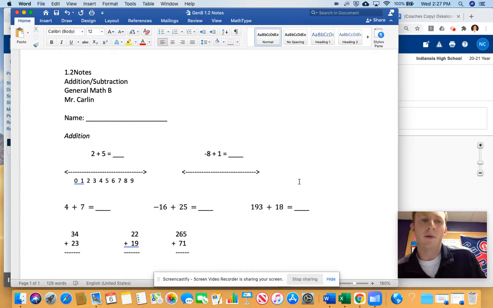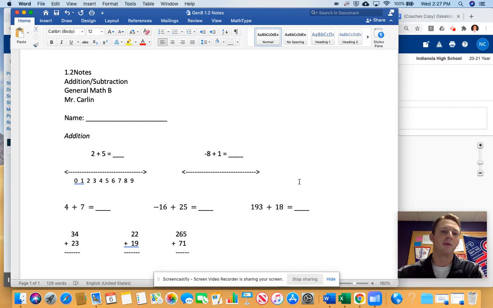All right, general math. We are moving on to 1.2 today, addition and subtraction. So we're using some number lines just like we did in 1.1. Here we have addition. We have 2 plus 5. So we have this kind of man-made number line.